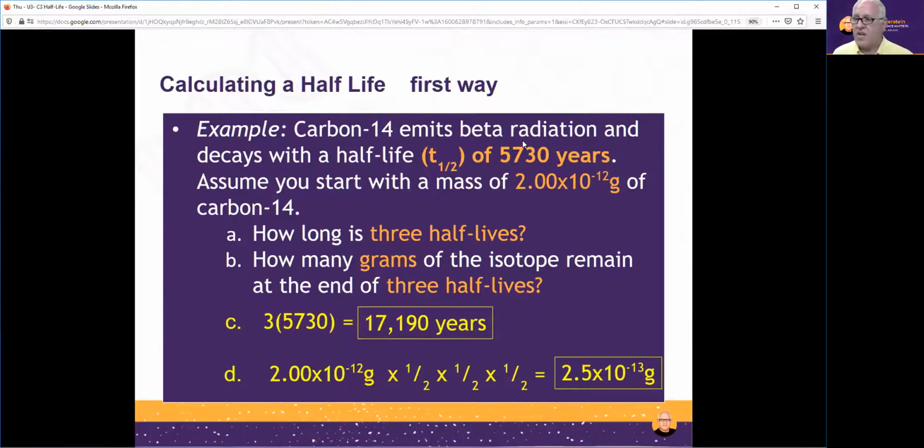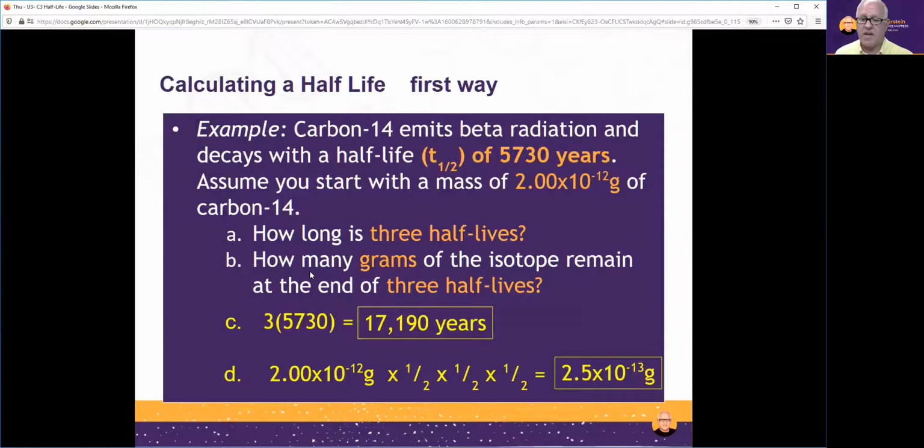Carbon-14 emits beta radiation and decays with a half-life of 5,730 years. Assume you start with a mass of 2 times 10 to the negative 12 grams of carbon-14. How long is 3 half-lives? Well, 3 half-lives is going to be 3 times 5,730, or 17,190 years. So we need that piece of information.